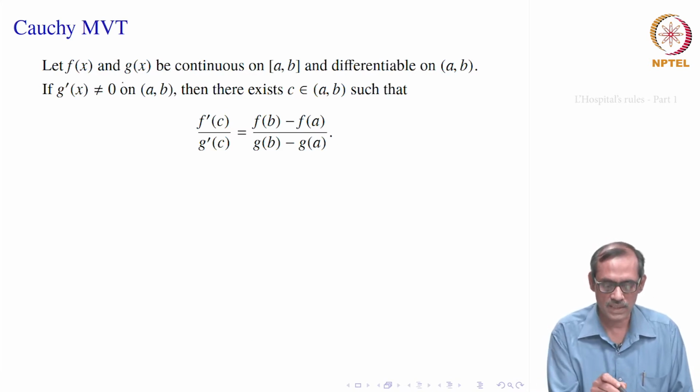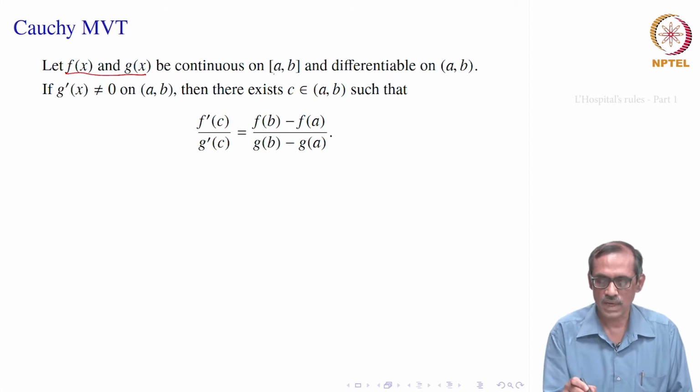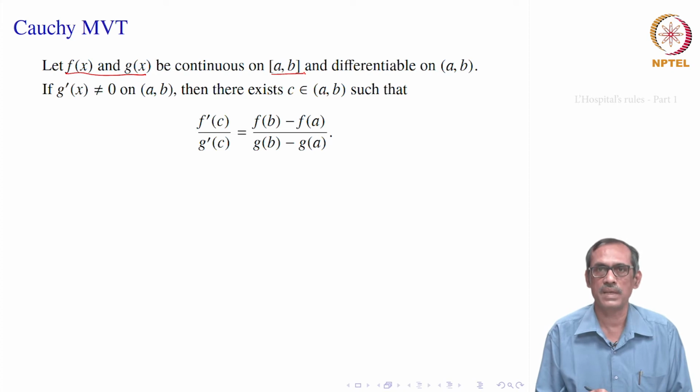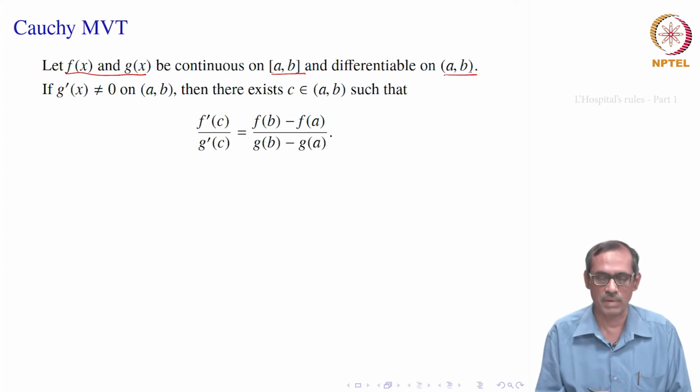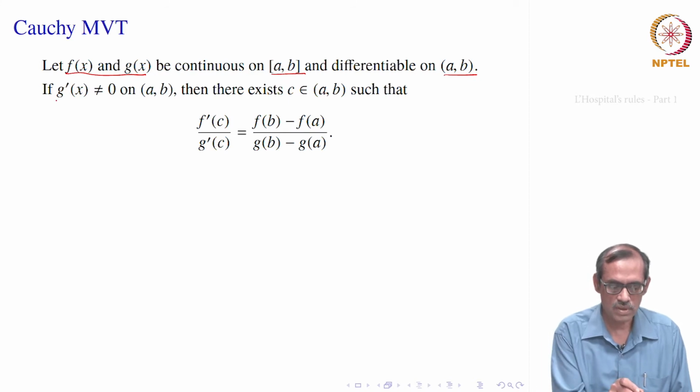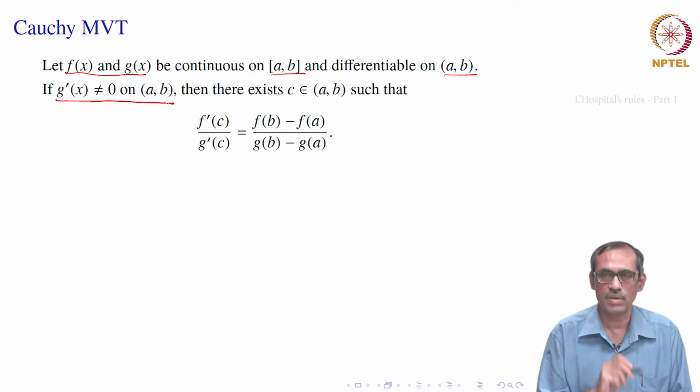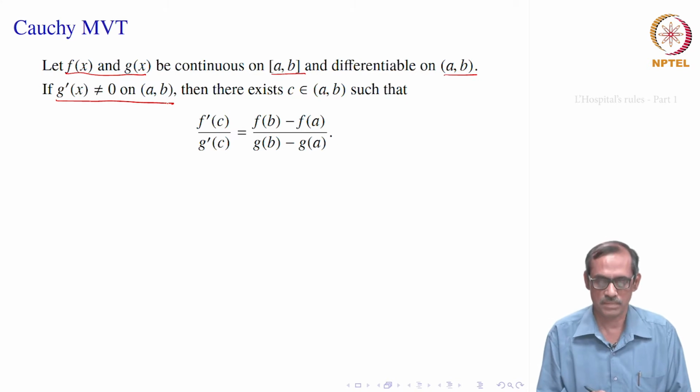Here our assumption is that there are two functions f(x) and g(x) which are continuous on the closed interval [a, b] and differentiable on the open interval (a, b), just like in the mean value theorem. In the mean value theorem, we have only one function. Now, we have two functions. Suppose g'(x) is not equal to 0 on the whole interval (a, b), that is, it is non-zero at every point in (a, b).